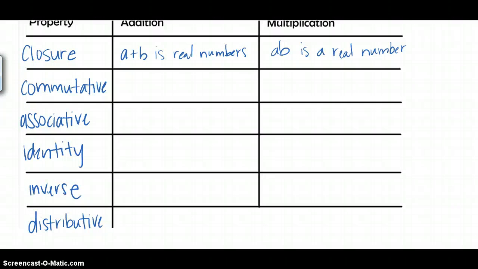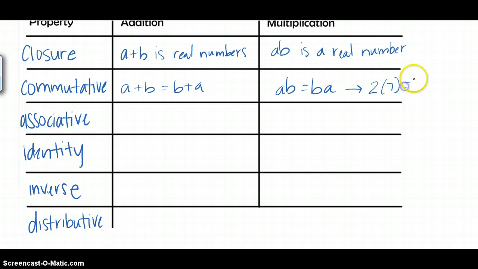The commutative property says that if you add two real numbers, so A plus B, whatever, 2 plus 7, 4 plus 28, doesn't matter what they are, A plus B, you can flip them around and write B plus A, and you're going to get the same answer. Same thing if you multiply. If you had A times B, it's the same thing as B times A. If you want a specific example, it's like if you had 2 times 7, it's the same thing as 7 times 2. Same thing, that's all it's saying.